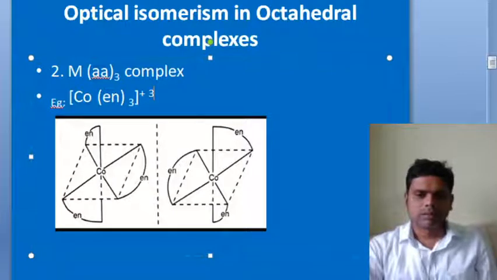Okay, so with that we have seen optical isomers in octahedral complexes and tetrahedral complexes, and geometrical isomers in square planar and octahedral complexes. That's stereoisomerism in the case of octahedral, square planar and tetrahedral complexes.